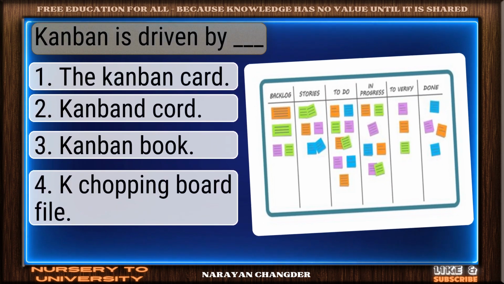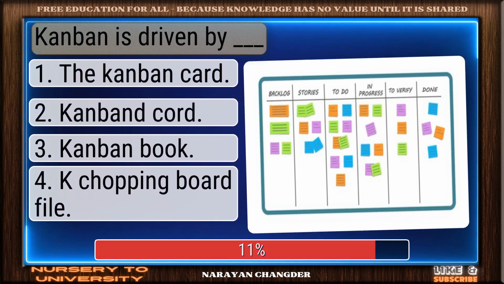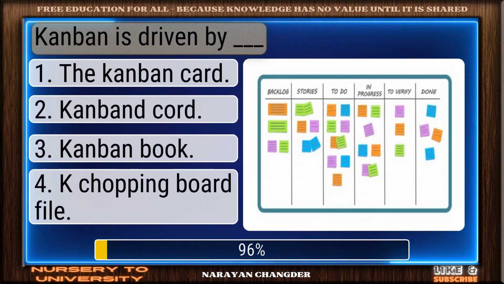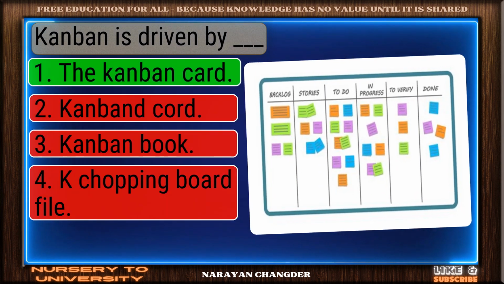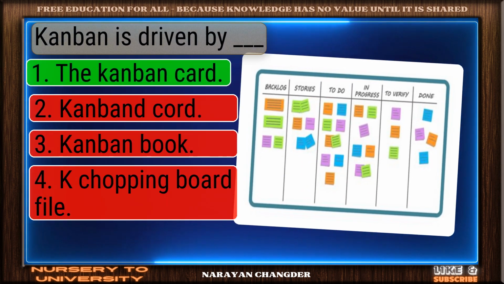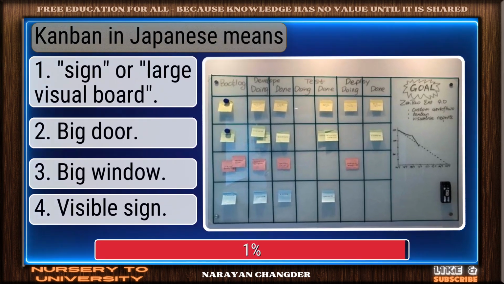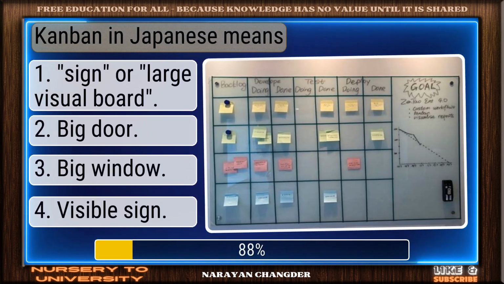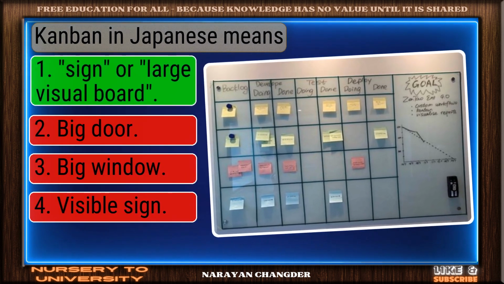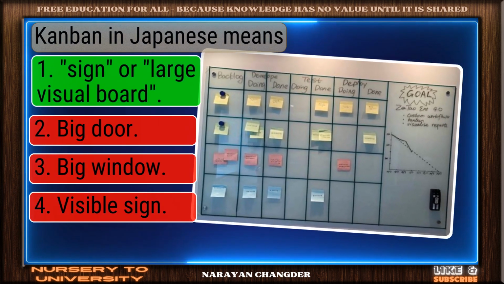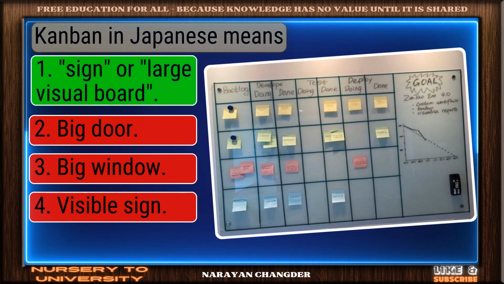Question number 60. Kanban is driven by dash. You got it. Your choice, the Kanban card, is right. Question number 61. Kanban in Japanese means. On track, sign, or large visual board is the correct answer.